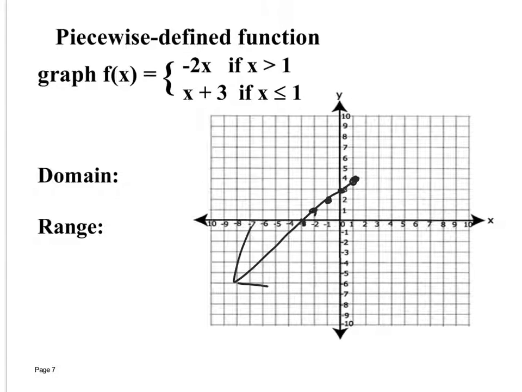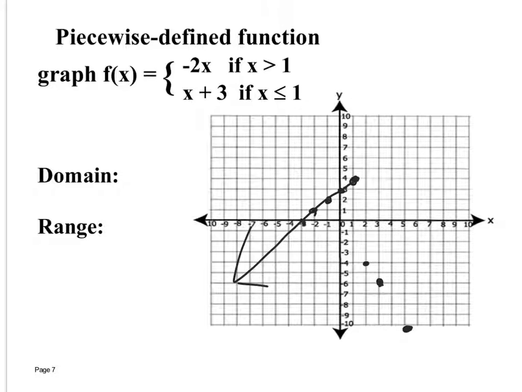Because if I kept on going in this direction, would I draw x plus 3? No, I would have to draw a negative 2x, because x is now greater than 1. So let's pick a number that's greater than 1, let's say 2. Is 2 bigger than 1? What's 2 times negative 2? So 2, negative 4. Let's pick 3. What's 3 times negative 2? Negative 6. And let's just pick one more. Let's say 5. Negative 2 times 5 would be negative 10.